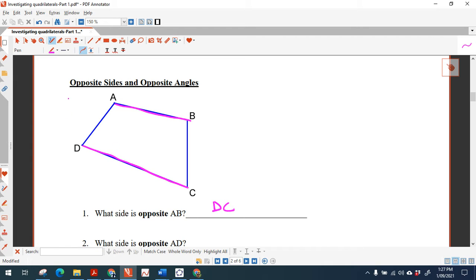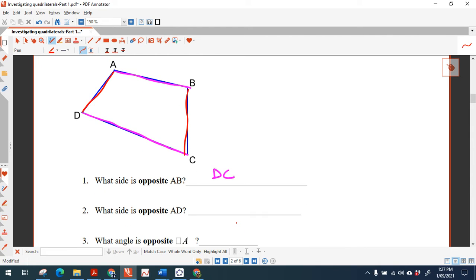Which side is opposite AD? Okay, let's have a look at AD. Here is AD, starting at A and going to D. The side opposite that is BC. All right. Now, let's look at some angles.